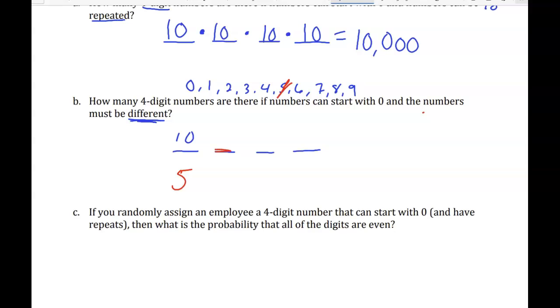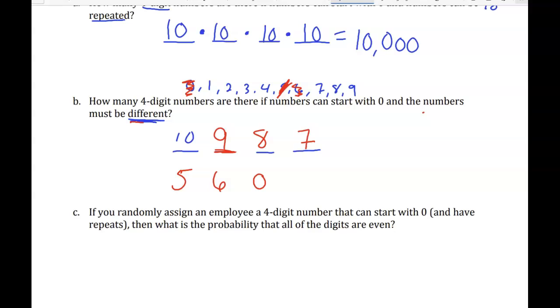For the second place, I no longer have 10 digits to select from. Because I've selected the 5 and they must all be different, I now only have 9 digits to select from. Let's say for my second digit, I select the 6. So I mark out the 6. Now I've taken away 2 digits, so I only have 8 numbers to select from. Let's say that I select the 0. For my last digit, I only have 7 numbers to select from.